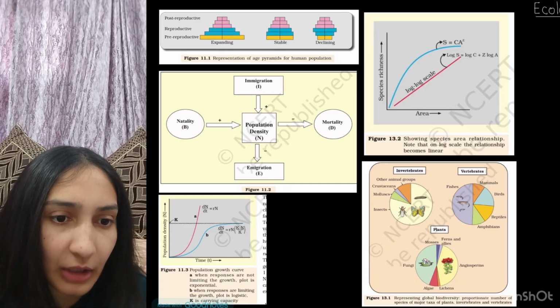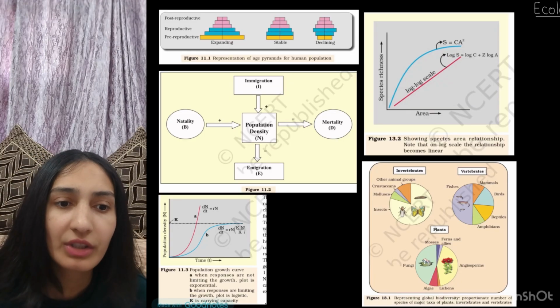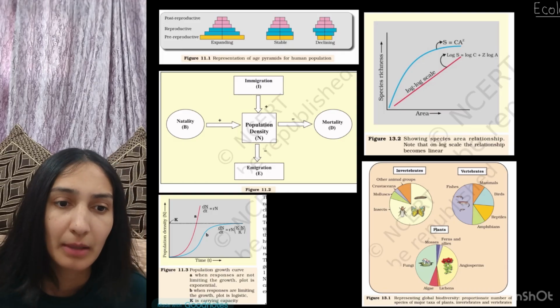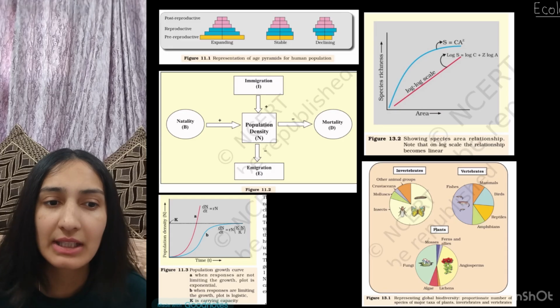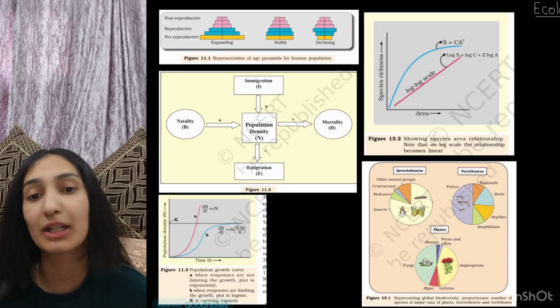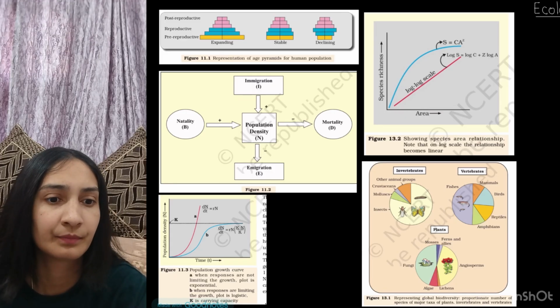Now figure 11.3 shows your population growth curve. So A is when resources are not limiting the growth and the plot is exponential. But in B you can see when the resources are limiting the growth, so the plot is logistic. And K is the carrying capacity. It is very important, they can ask you what is K.